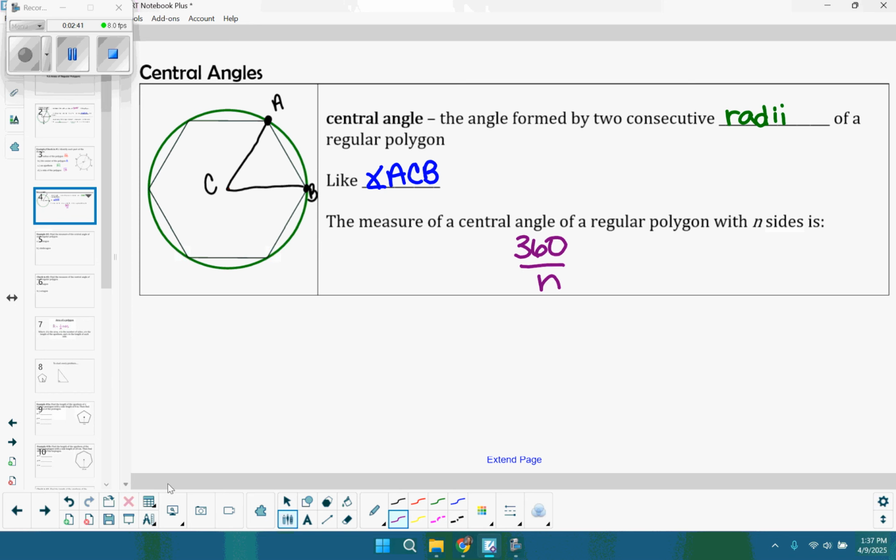And since the polygons are equilateral and equiangular, the central angles are also all equal. So to find one of them, we would do 360 divided by the number of sides. So n is always going to represent the number of sides that our polygon has.